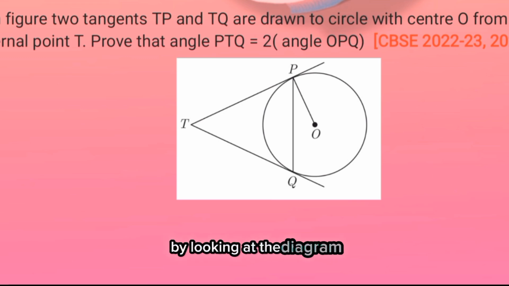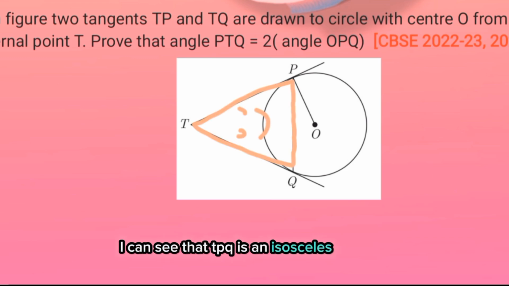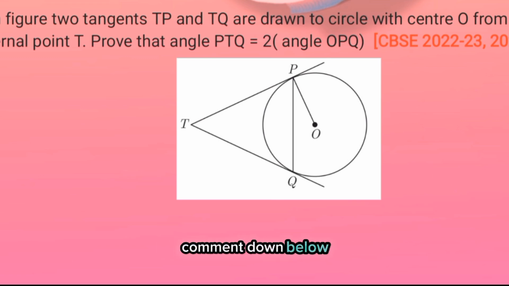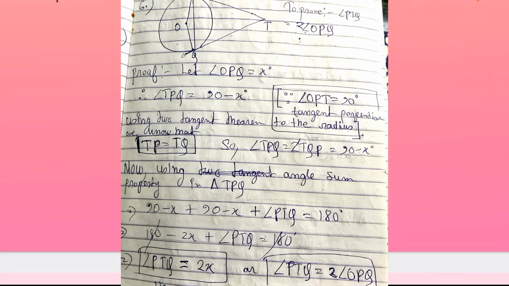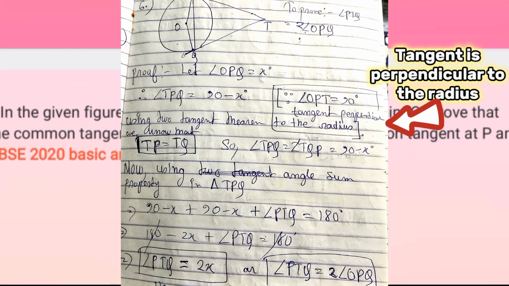So by looking at the diagram, I can say that TPQ is an isosceles triangle. I think you know the reason. Comment down below. For now, I will assume OPQ equals x and these two angles must be equal to 90 minus x degrees. So using the angle sum property of a triangle, you can easily prove this question.